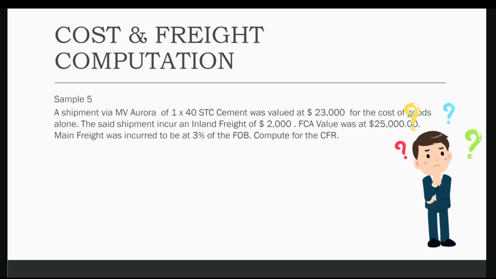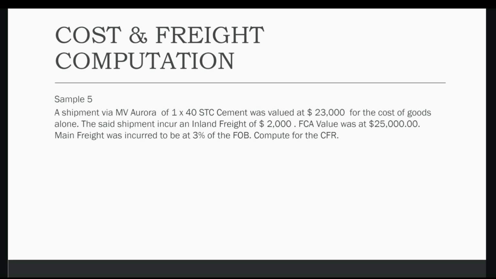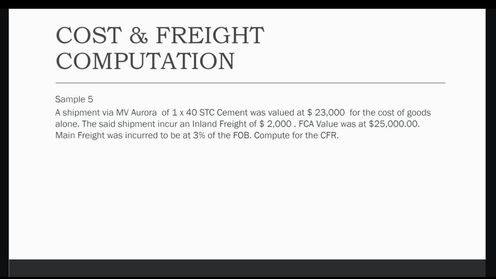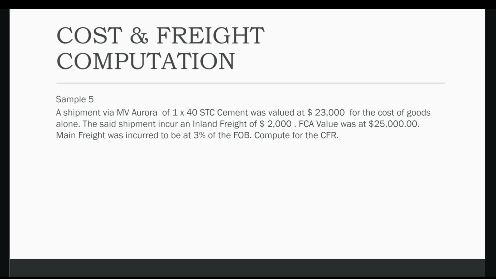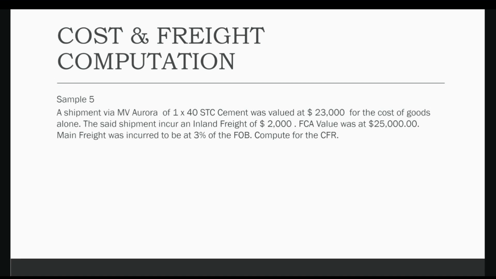Let's proceed to our next sample. This is a word or a paragraph problem. A shipment via MV Aurora of 1x40 said to contain cement was valued at 23,000 US dollars for the cost of goods alone. The said shipment incurred an inland freight of $2,000. FCA value was at $25,000. Main freight was incurred to be at 3% of the FOB. We are again looking for the CFR.